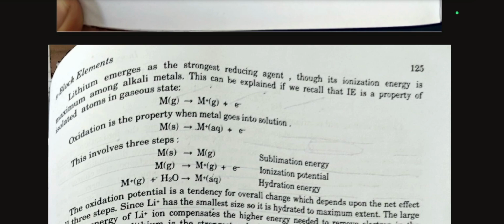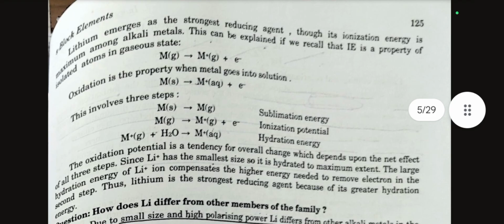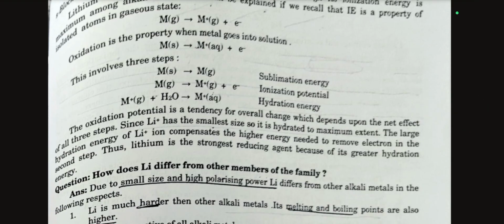This involves three steps. Metal solid gives metal gaseous, which involves sublimation energy. Metal gas, when ionized, gives M⁺ plus electron. Then M⁺ plus H2O gives hydration energy and gives M⁺ in aqueous form. This oxidation potential is a tendency for overall change, which depends upon the net effect of all three steps.